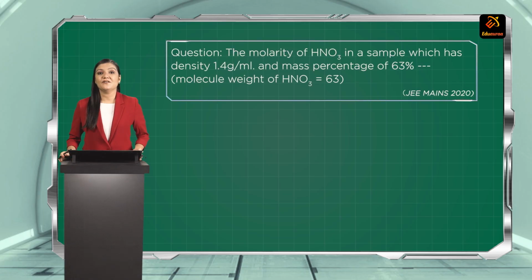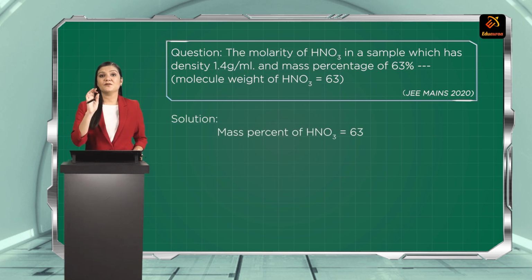Let's see the next question, and your question is: the molarity of nitric acid, which is HNO3, in a sample which has density 1.4 gram per ml and the mass percent is 63%, is dash. Given information is the molar mass of HNO3 is 63. This question was asked in JEE Mains 2020. Now over here, we have to find out the molarity of the given compound. Density is given and mass percent is also given.